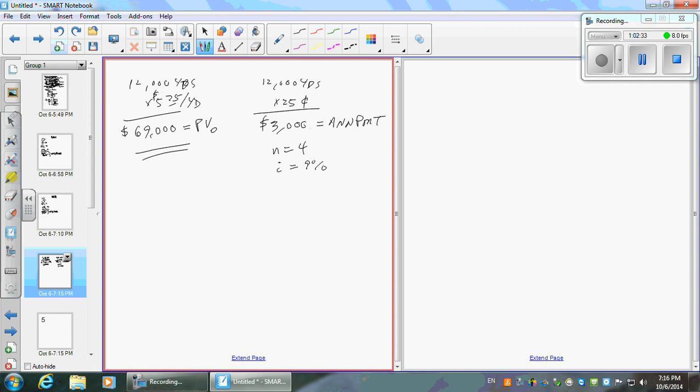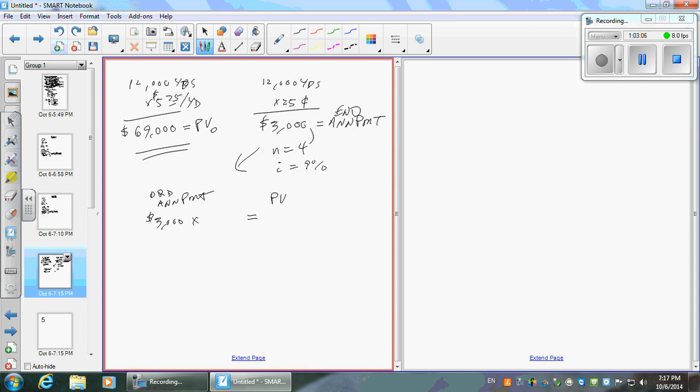Everybody agree with that? And you think it's at the end of the period? I do too. Okay, end of period. So what I've got is an ordinary annuity then, right? $3,000. Ordinary annuity payment, end of period. So I want a factor for an ordinary annuity, and what do I want to know? Its present value, right?